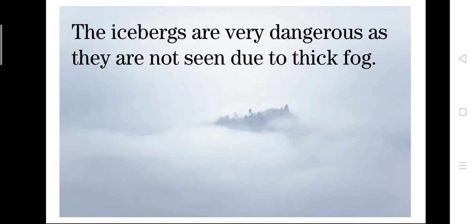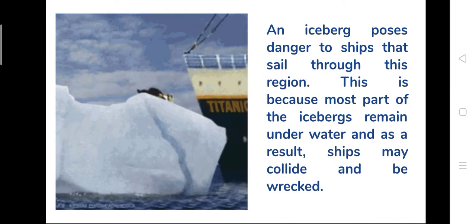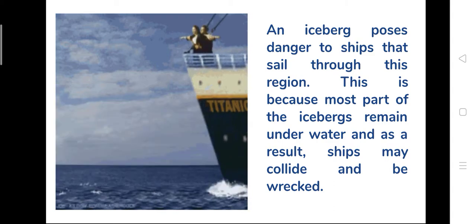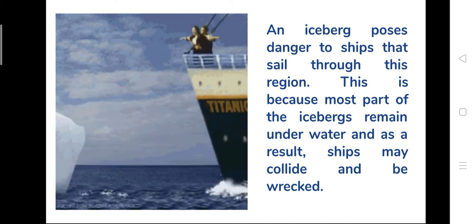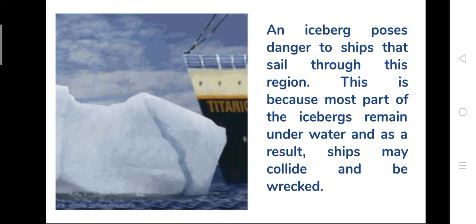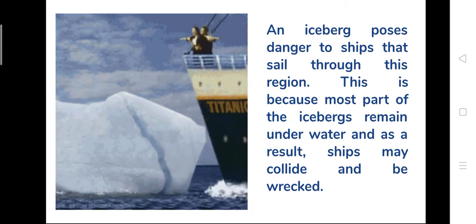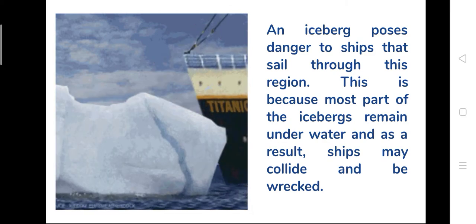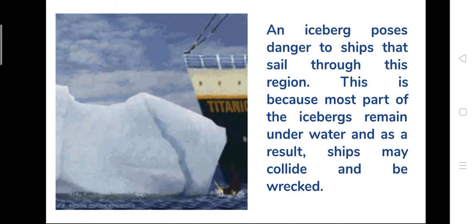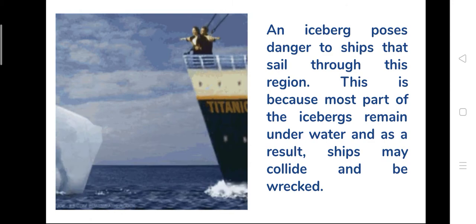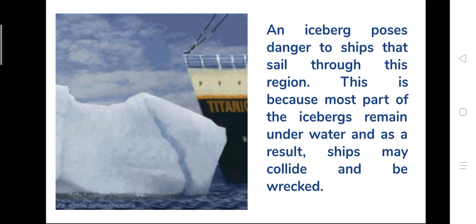The icebergs are very dangerous as they are not seen due to thick fog. An iceberg poses danger to ships that sail through this region. This is because we cannot see icebergs when there is fog, and most of the iceberg is under the water. As a result, these ships may collide and be wrecked. These icebergs are a reason for many ship accidents also.